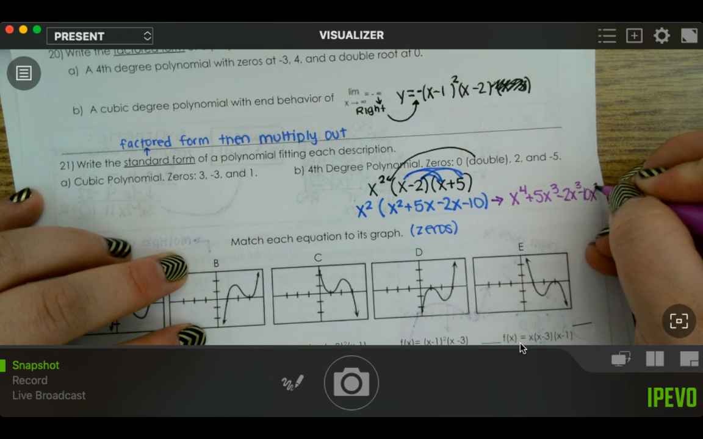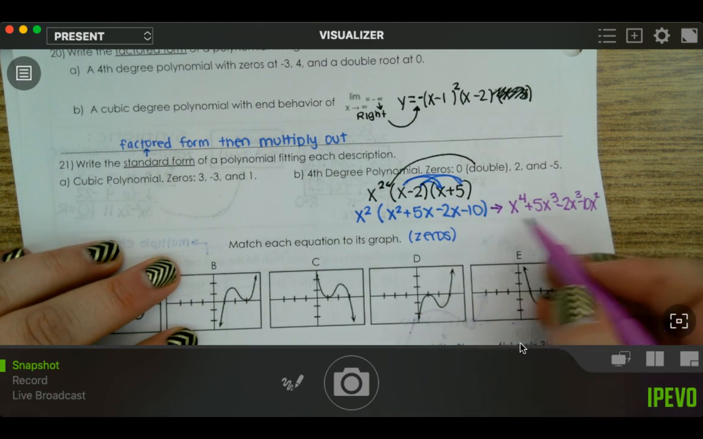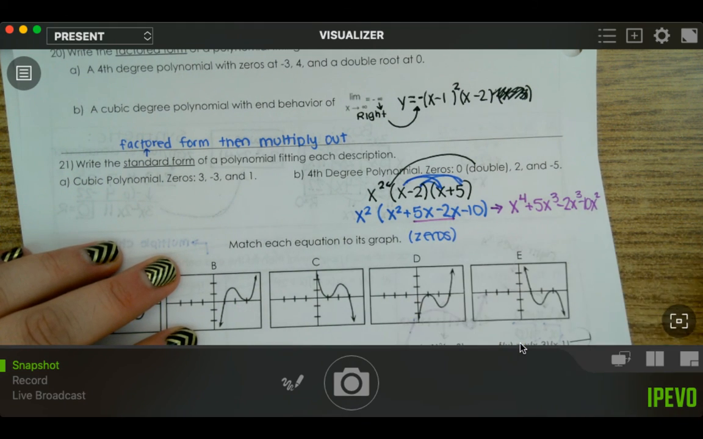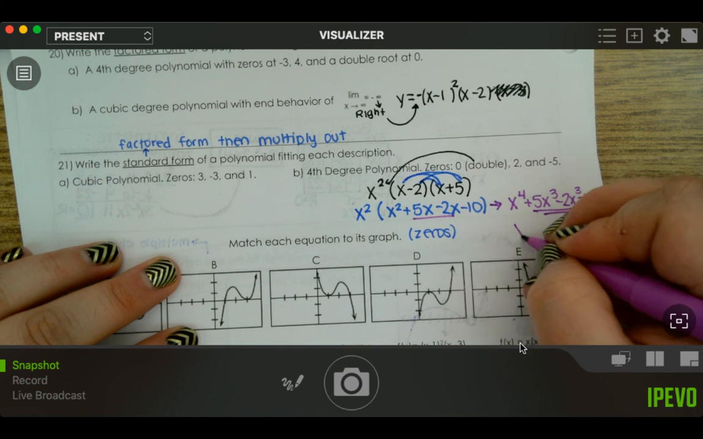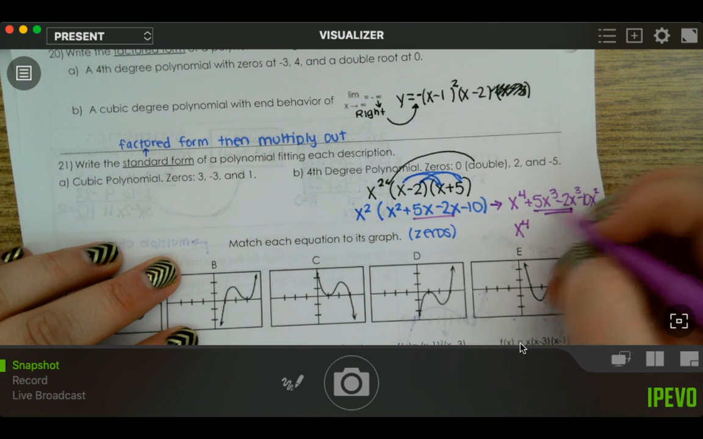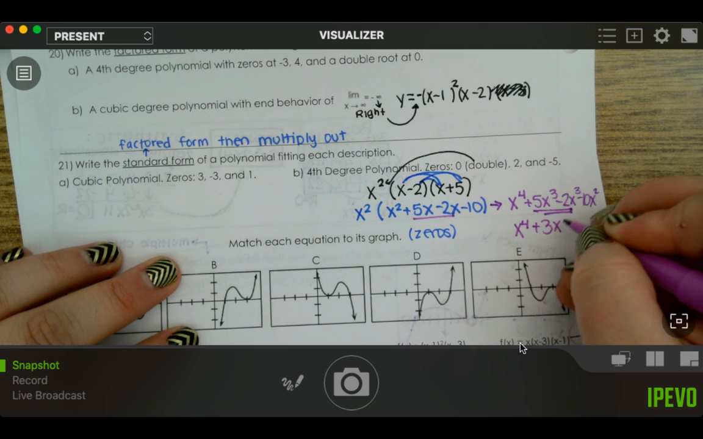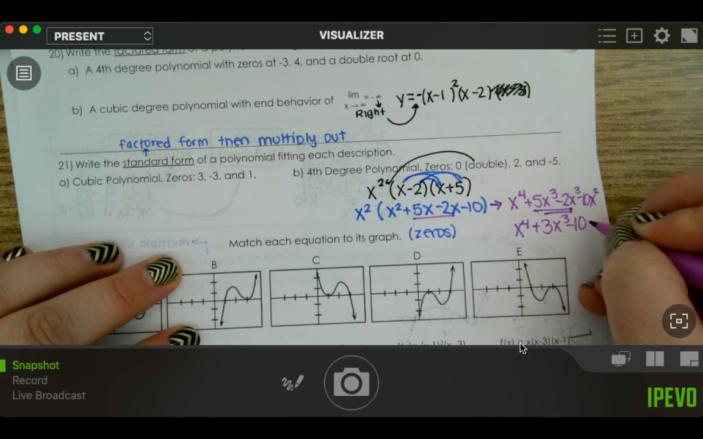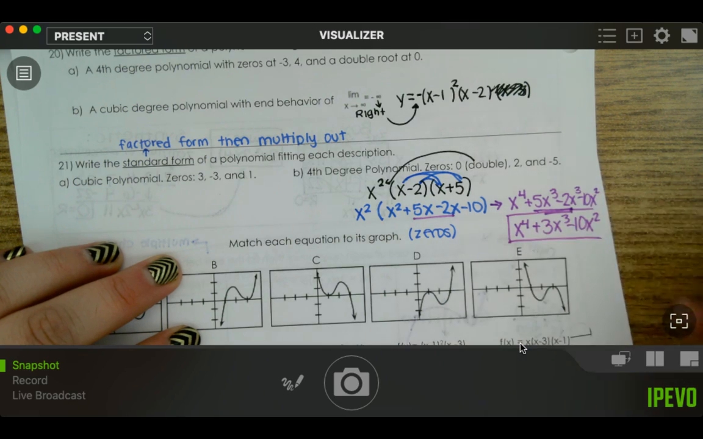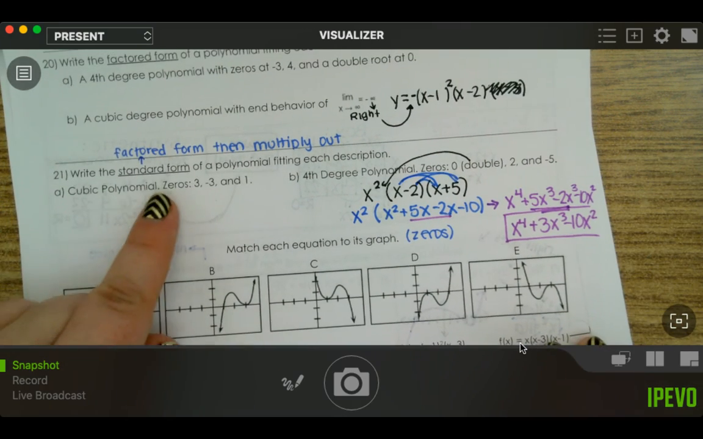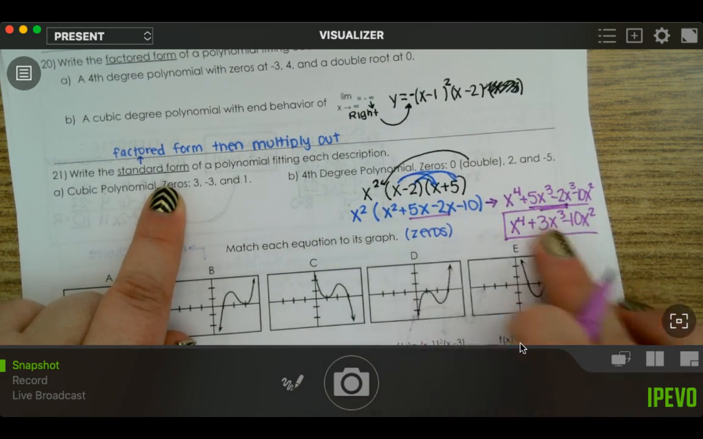And I made a slight mistake, and that is I forgot to add these two together in the middle first. So I ended up with 2x cubed. That's fine, I can just do it from here. 5 minus 2 is 3x to the third minus 10x squared. Okay, so when it says standard form, it wants you to go ahead and multiply it all the way out.